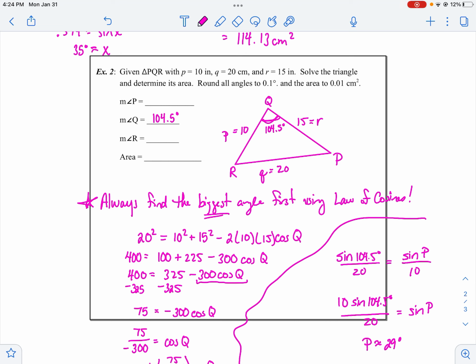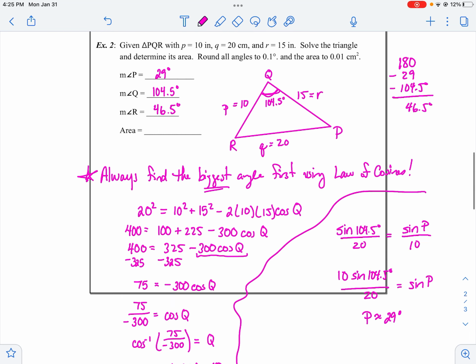So now I can put that up here, 29 degrees, and then that last one, right? Super easy to get the last one because I can just subtract from 180, right? So 180 minus my 29 minus my 104.5 is going to give me 46.5 degrees as my last angle.